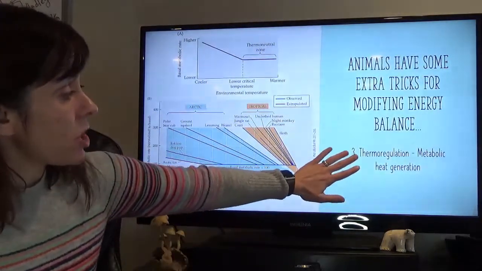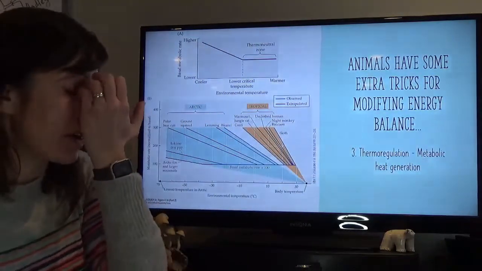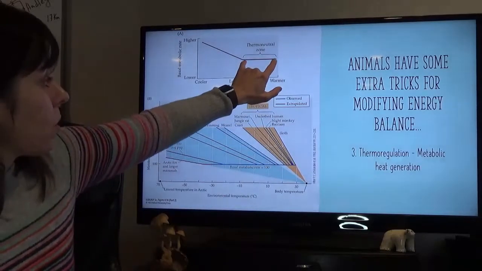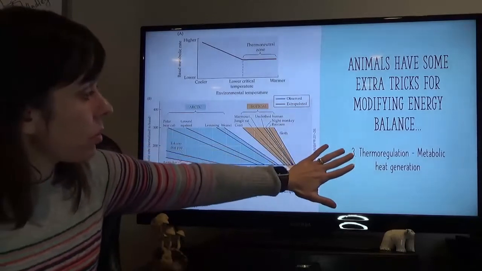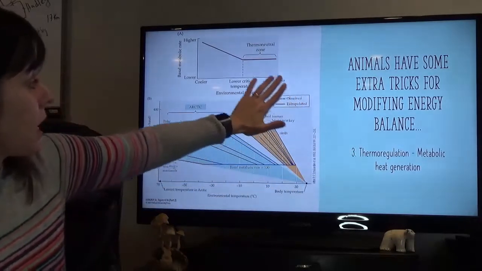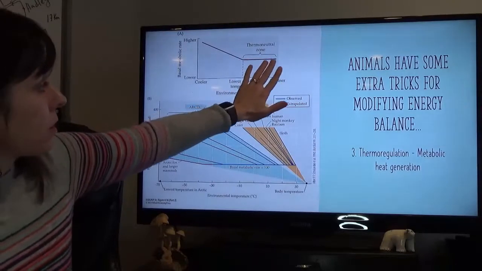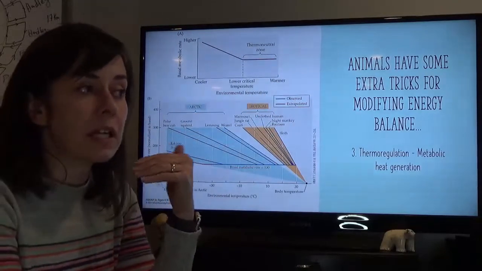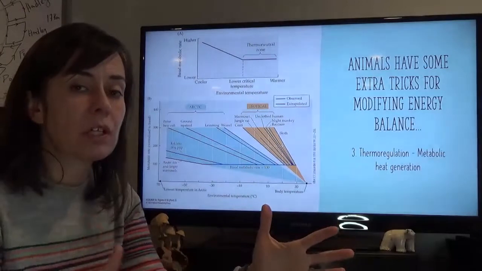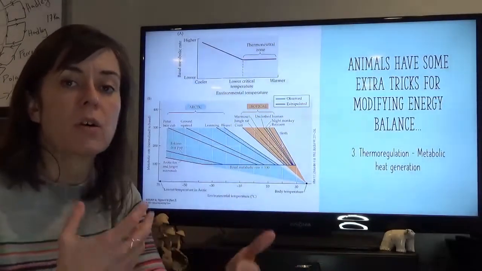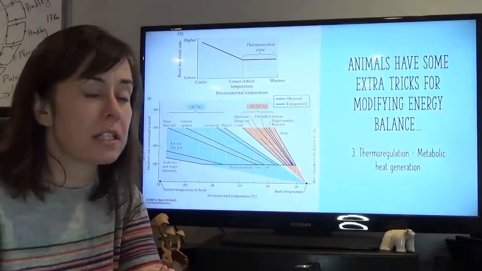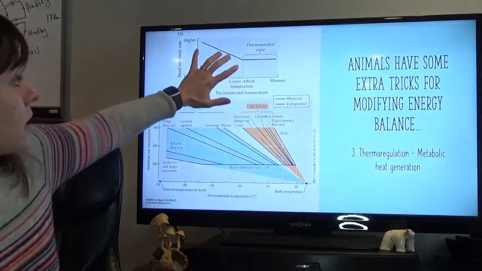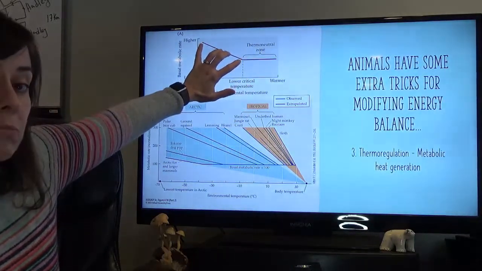And then thermoregulation, which is metabolic heat generation. This is by far and away the most amazing trick. For endothermic animals, we have conditions where you're in the thermoneutral zone, where the external temperature is within a reasonable range for the body to maintain its homeostasis, its constant temperature. When you reach some lower critical zone, all of a sudden the body actually has to generate additional heat to maintain that body temperature.